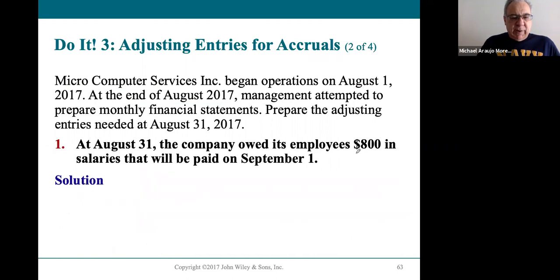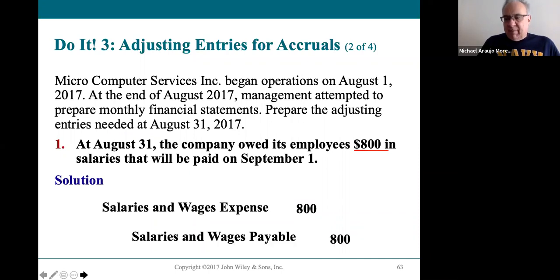First thing is, since we owe our employees $800 because they worked in August, we will simply go ahead and expense that $800 for August and set up a payable. Again, the only thing that's missing here in the journal would be the date, would be August 31st. Okay, because it's happening at the end of August, so it would have that particular date.